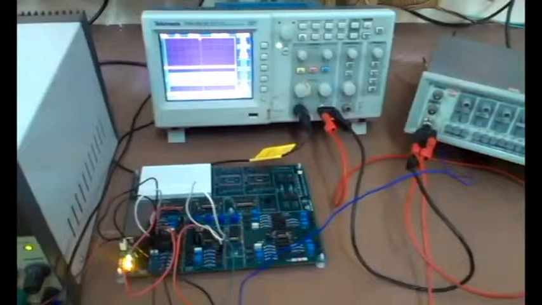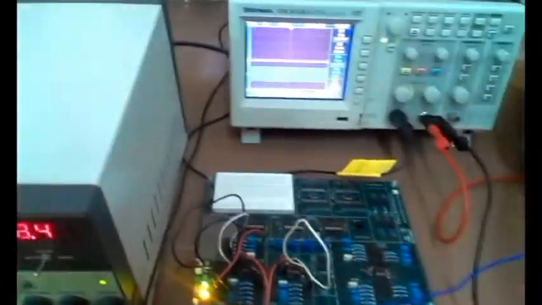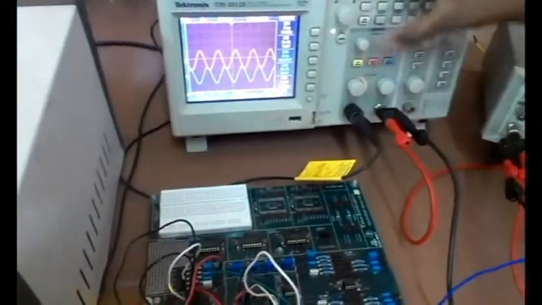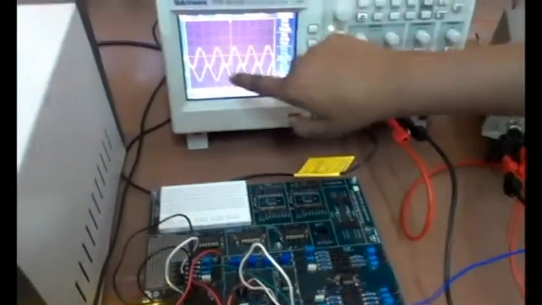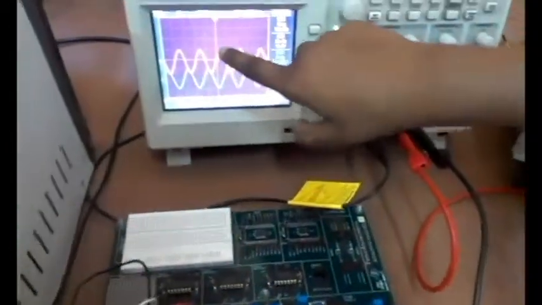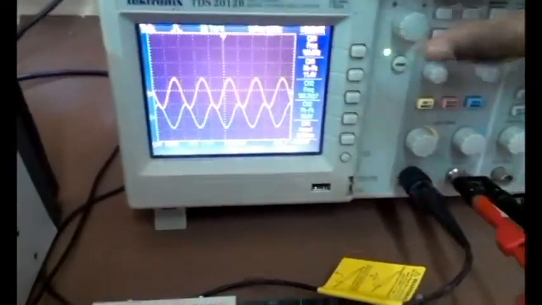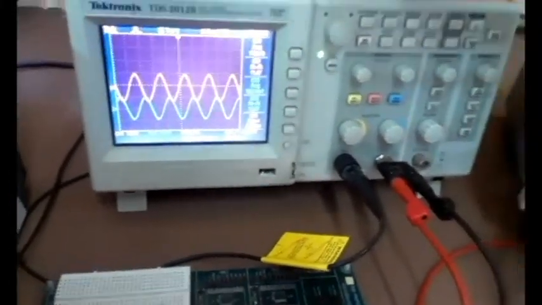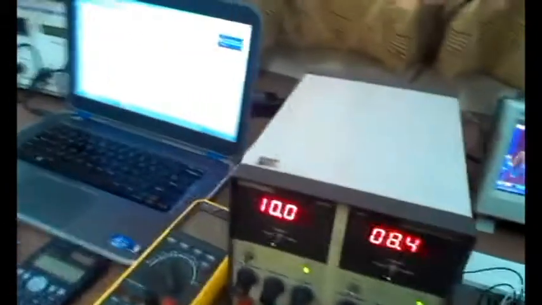And to find the phase difference between the output wave and the input wave, we used the cursor of the CRO to find the time offset between the zero crossing of the input wave and the output wave. But we just get the time offset. We need to find what fraction of the total time period is the phase difference. So for that we wrote a script. We scripted it in MATLAB.